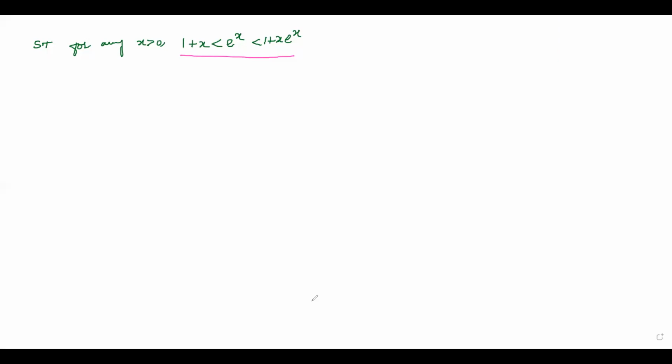Ma'am, A value is 0 and B value is x. What is the A value? What is the A value and what is the B value, guys? A value is 0. What about B? B is x, ma'am. B is x. Very good.